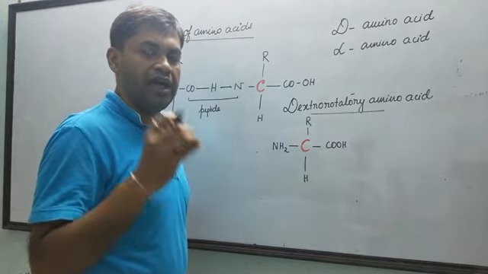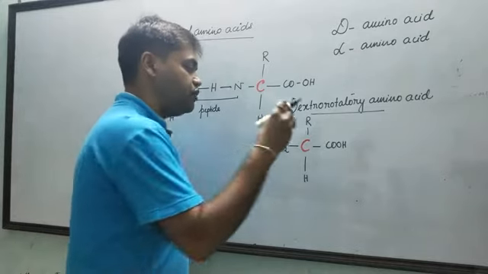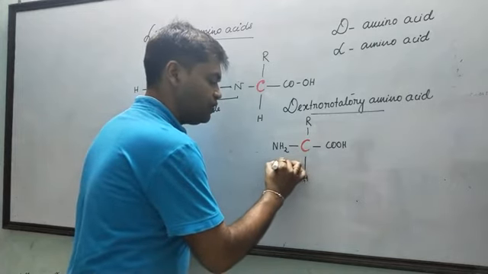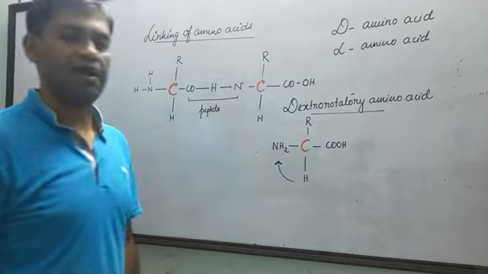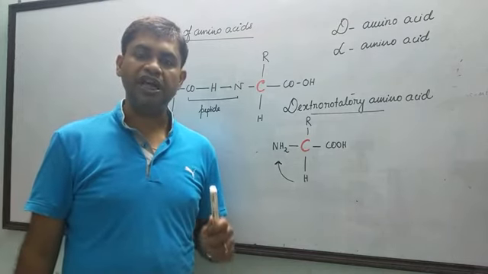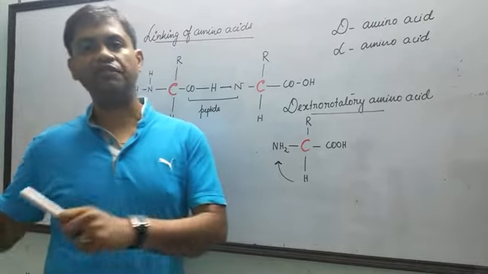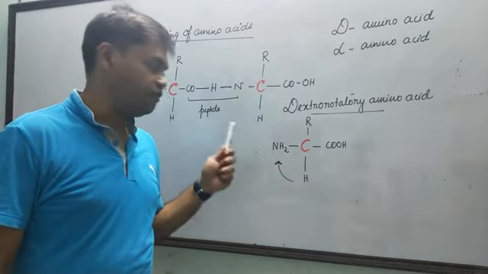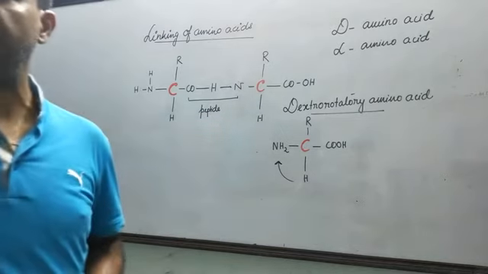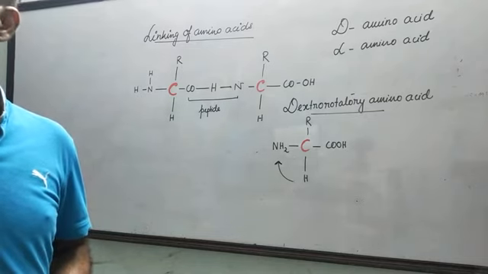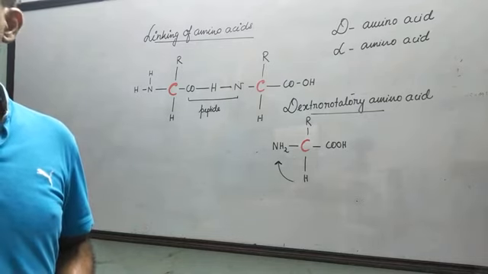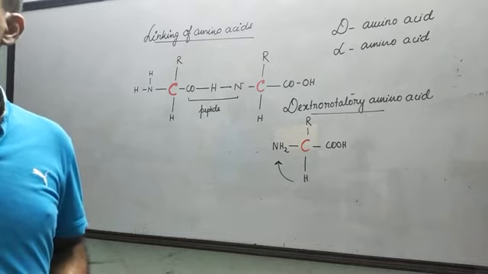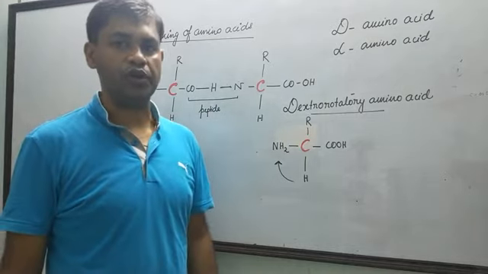whenever any unidirectional polarized beam of light falls on this amino acid, the plane of polarized light will be rotated towards the right. I repeat, those amino acids in which the amino group is situated in the right side, whenever a unidirectional beam of polarized light falls on them, will rotate the plane of polarized light towards the right, and these types of amino acids are called dextrorotatory amino acids.